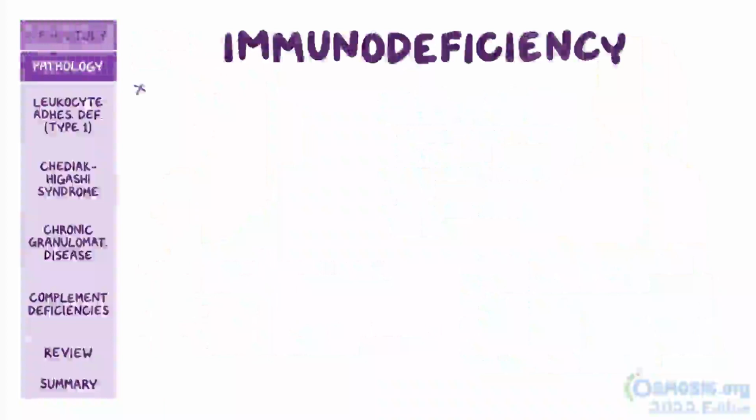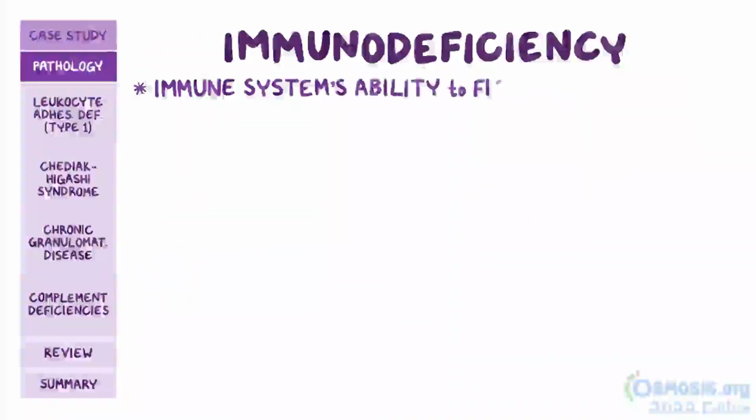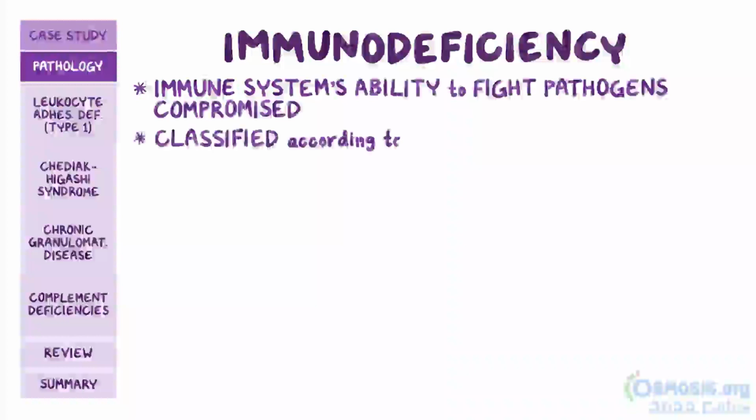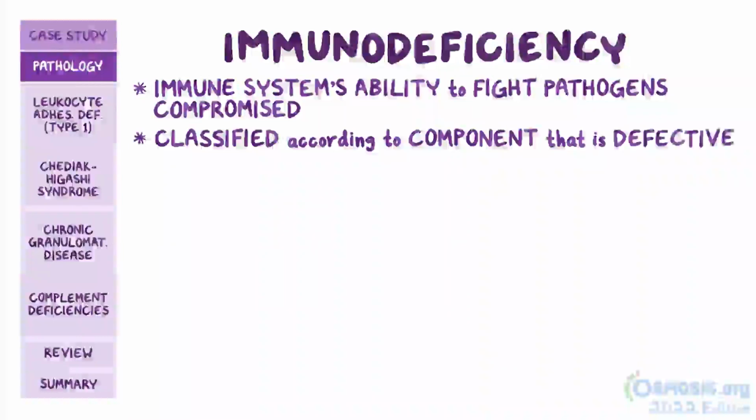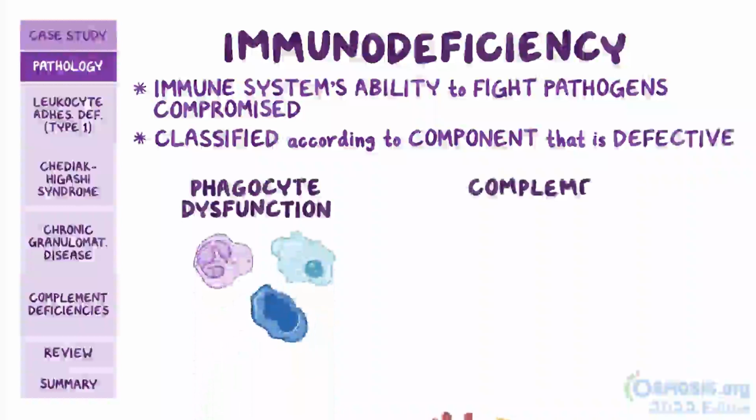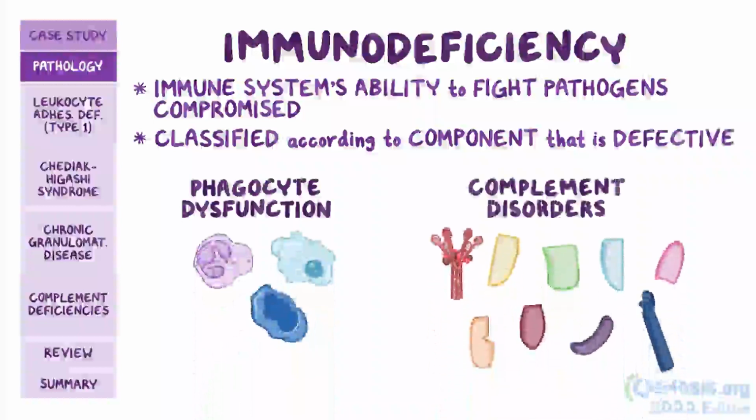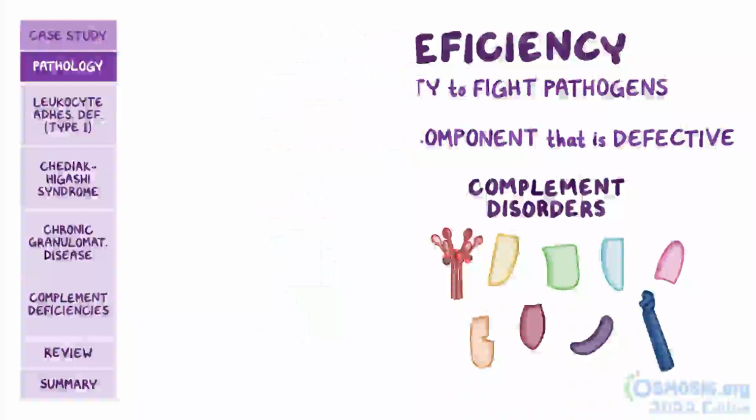Based on the initial presentation, both cases seem to have some form of immunodeficiency, meaning that their immune system's ability to fight pathogens is compromised. Immunodeficiencies can be classified according to the component of the immune system that is defective. In this video, we'll be focusing on phagocyte dysfunction and complement disorders. Okay, let's start with phagocyte dysfunction.